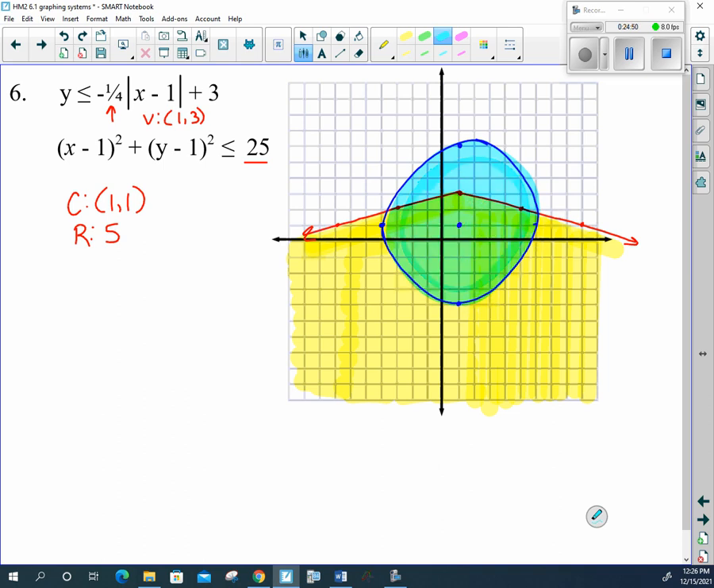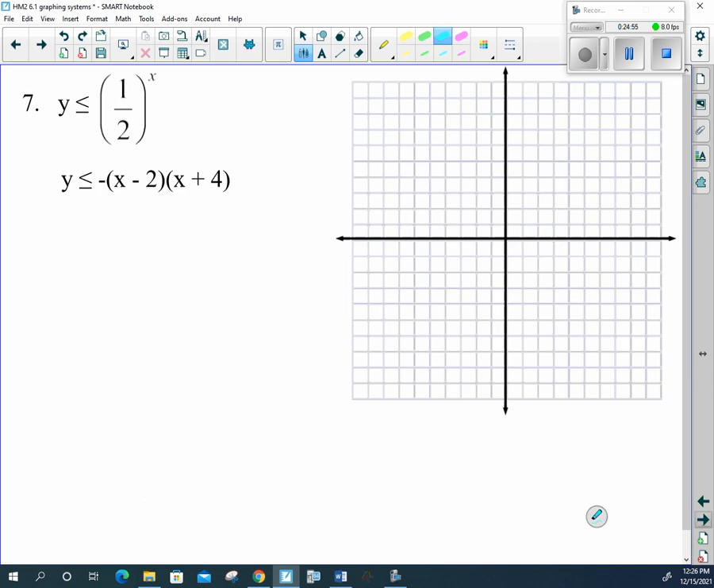Okay. All right, next one is an exponential. Y is less than or equal to 1/2 raised to the x power. So unfortunately, there really isn't a pattern for this one. So we're going to have to do this one with a table of values. So we're going to have to do some work to see what we're going to do.